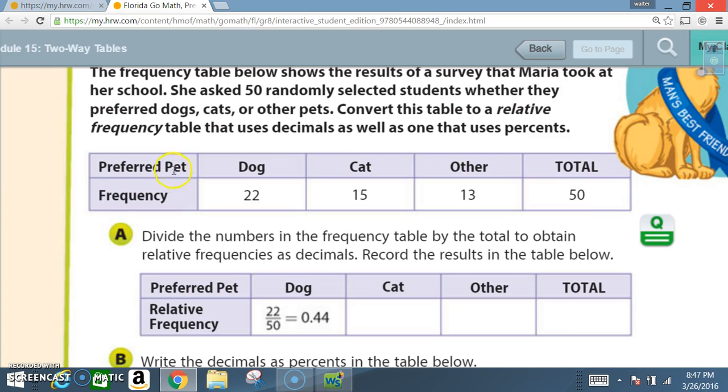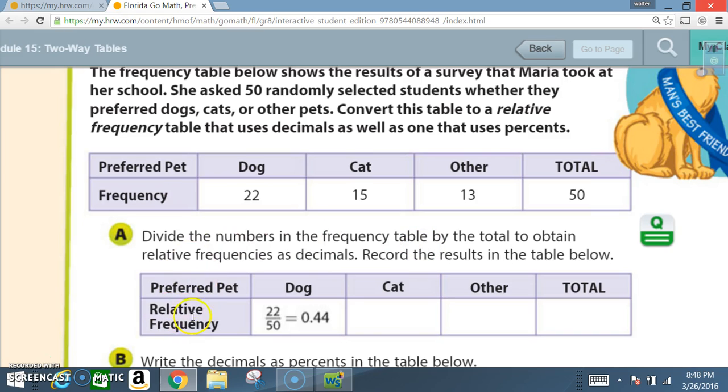All right, now after she took her survey, this is what she found. Preferred pets were dog, cat, and other. And total, as in the total number of people surveyed, she asked 50 people, 50. The frequency of dogs was 22, cats was 15, and other was 13. A, divide the number in the frequency table by the total to obtain relative frequencies. As decimals, record the results in the table below.